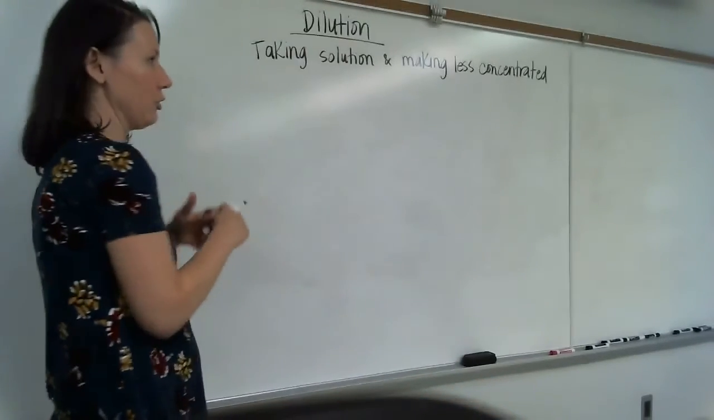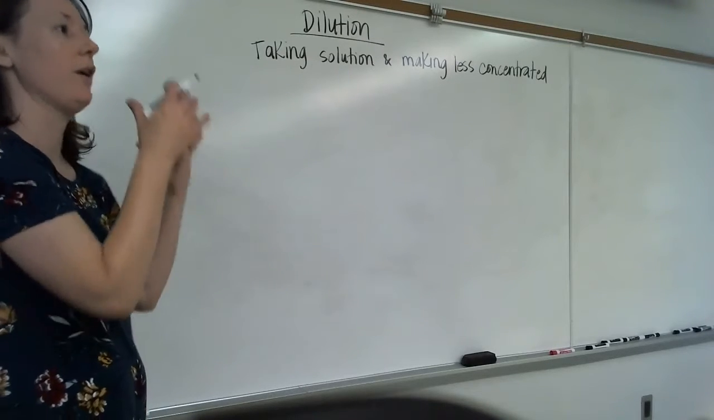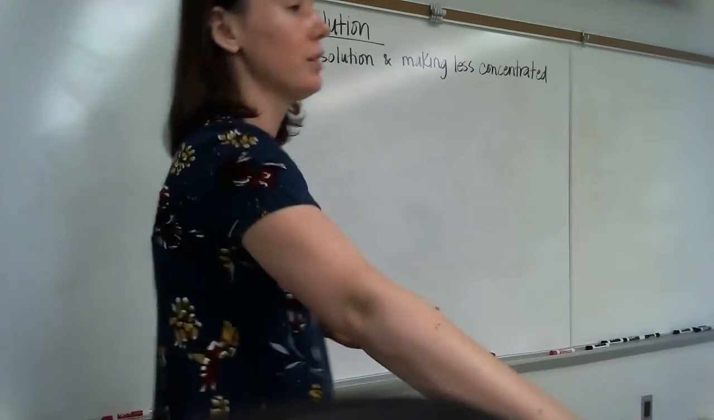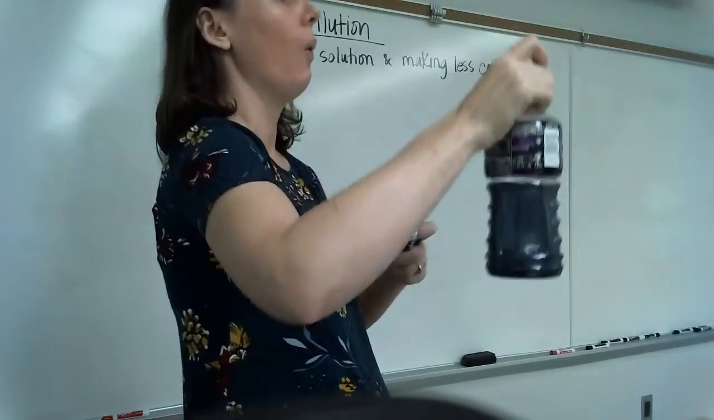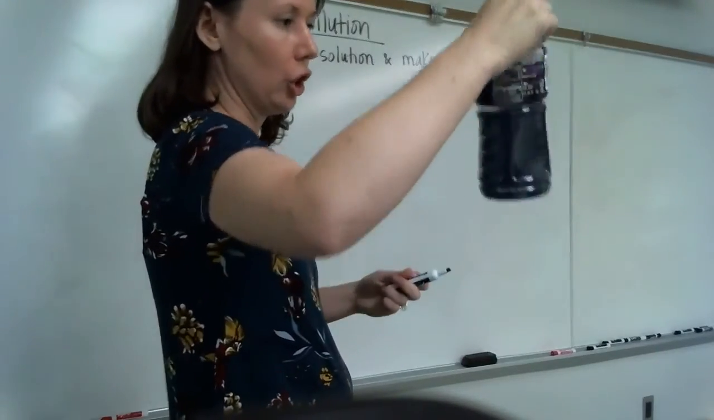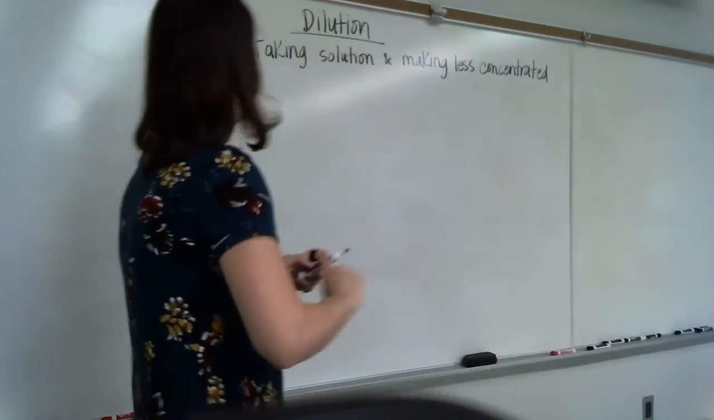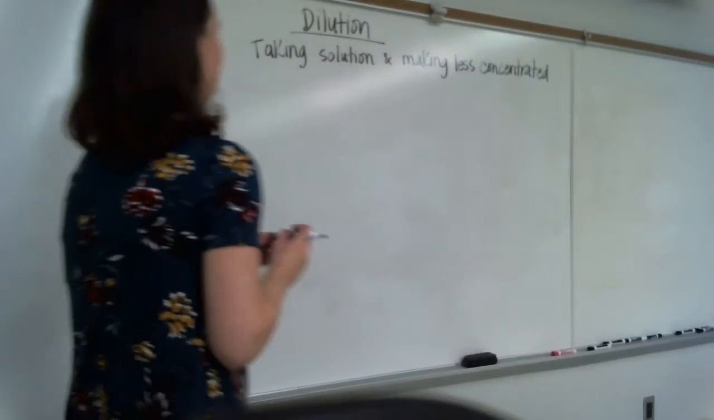That's the same thing that we're doing here. When you add more solvent, you're not adding more solute, right? Because if you add more solute, that would make it more concentrated, right? If I wanted to concentrate this, I'd either boil off the water or I would add more mixture, whatever, sugar and grape flavor and all that stuff. To make it dilute, I would just add more water to it, more solvent.